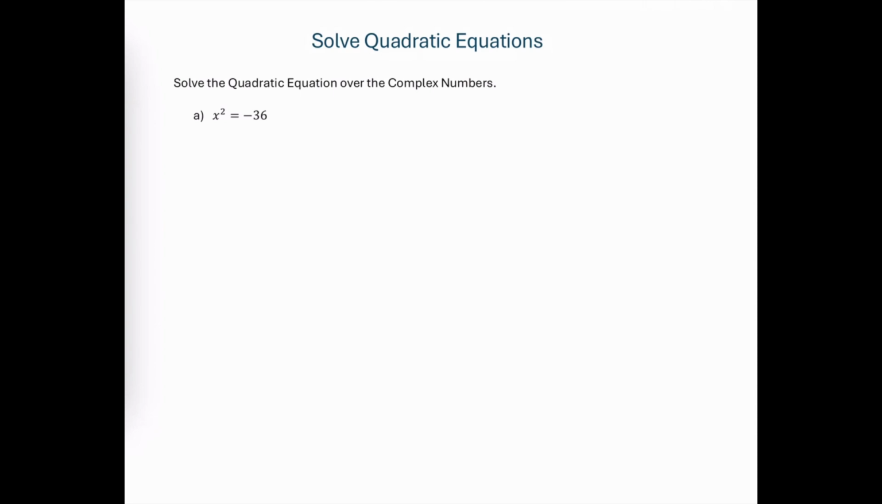Solve the quadratic equation over the complex numbers. In part A, this quadratic is set up in a way that enables us to use the square root method. Since our variable squared is by itself on one side, we can take the square root of both sides.